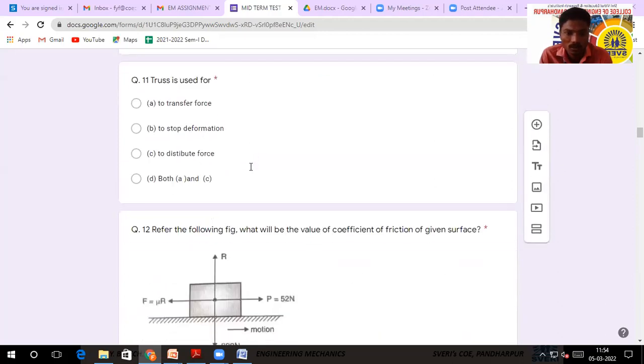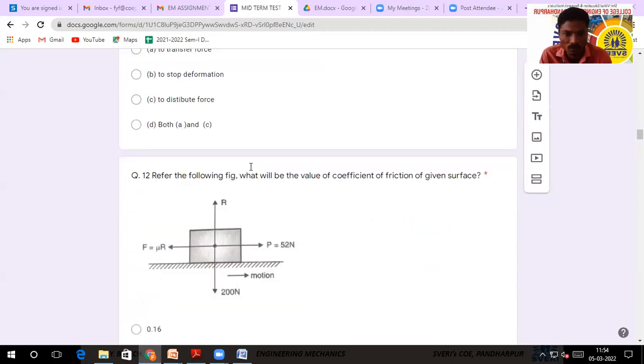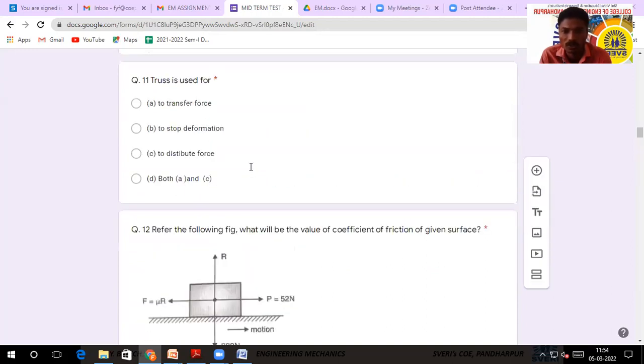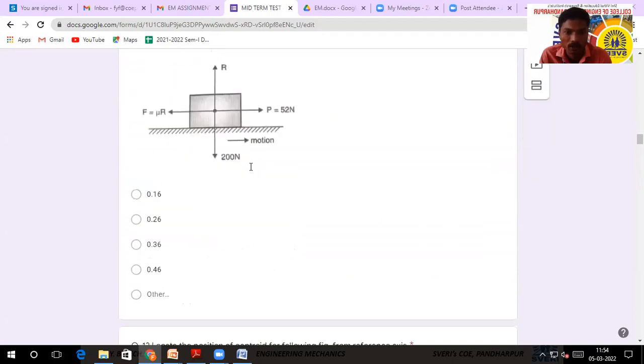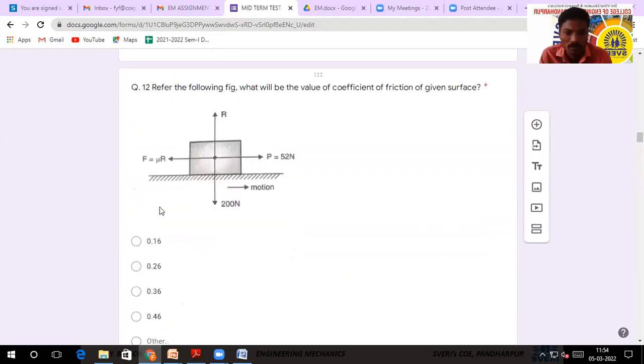Okay. Truss is used for. I told you two quickly. Both A and C. We have discussed this: to transfer and to distribute the force, that we have seen. D option is correct.